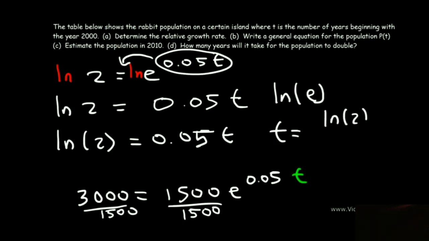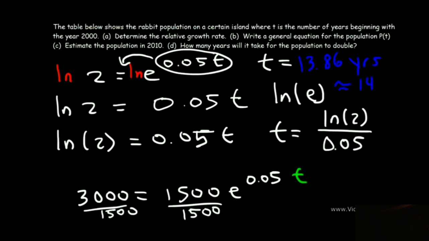So the time it takes for it to double is simply ln 2 divided by the rate constant k, the relative growth rate. ln 2 is about 0.6931, divided by 0.05. So it's going to take 13.86 years for the population to double. Let's round that to the nearest whole number, approximately 14 years, or we could say that by the year 2014, the population will be above 3000.